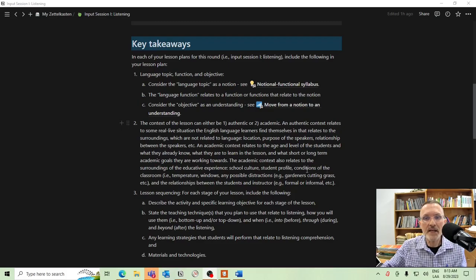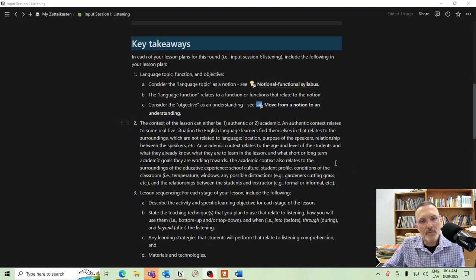The academic context also relates to the surroundings of the educative experience: the school culture, the student profile, the conditions of the classroom, any possible distractions. Okay, this would relate more towards the academic context. And for our purposes, I probably would choose one or the other when you're talking about the context. Okay, so that relates to the context. Try to include some mention of the context in your lesson plan.